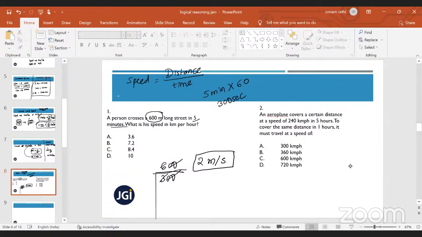But the question is asking for kilometer per hour. So 2 into 5 by 18, correct? Oh, sorry, 18 by 5. Kilometer per hour, 2 meter per second, 18 by 5. So 2 into 18 by 5 is 7.2. So 7.2 kilometer per hour. Done, everyone? First one.